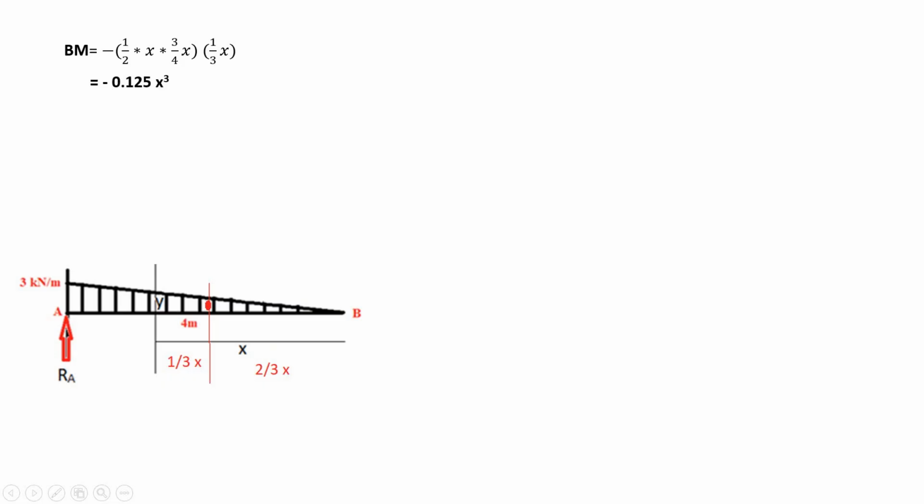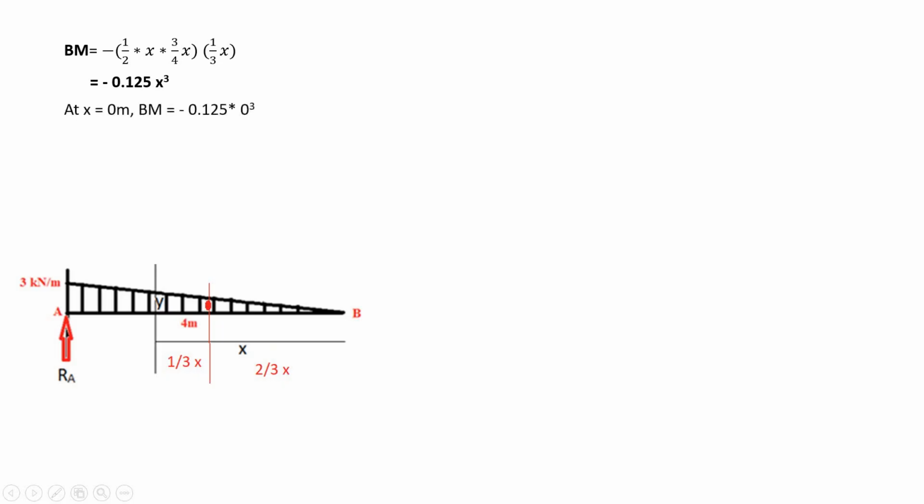Why is this minus there? Just because this will be a clockwise moment, and a clockwise moment is always considered negative. So the bending moment will be minus 0.125 x cube. Again, this x value is coming, so we have to put the values of x from 0 meter to 4 meter. We'll start with 0 meter.